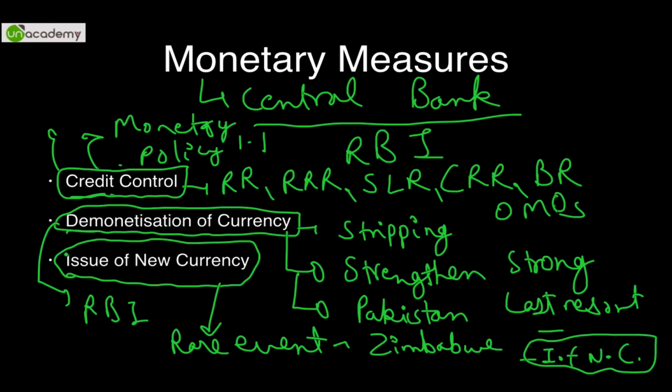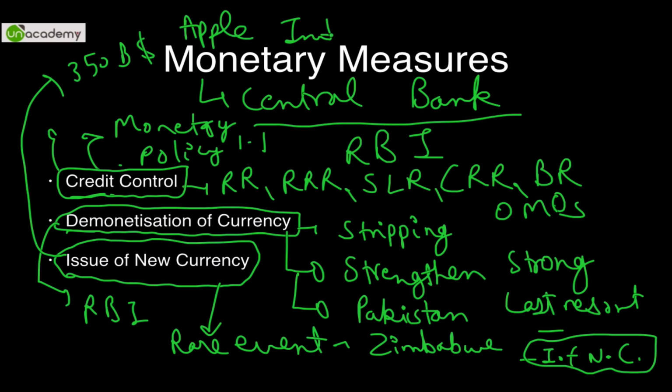For example, the Greece crisis is going on. People say that they have a $350 billion deficit. Apple can buy them, or India has forex reserves like that, so India should buy Greece. Even then, Greece has not printed any currency till date. So the issue of new currency is considered an economic sin, which is usually not resorted to.